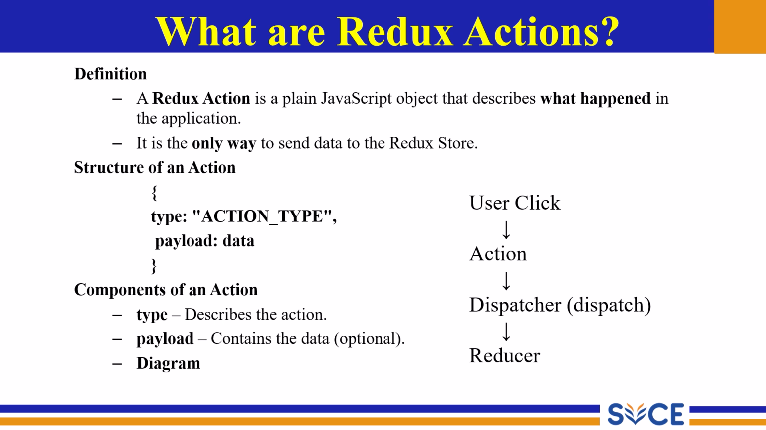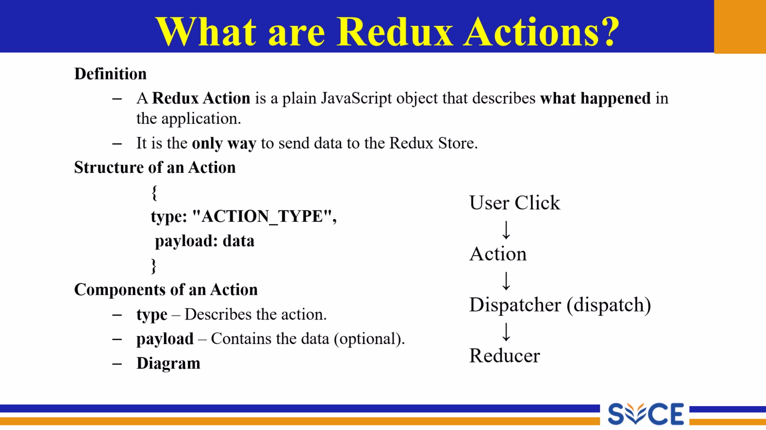A Redux action is simply a JavaScript object. It describes what happened. The store never guesses what the user wants. Instead, it waits for an action. An action usually contains two parts. The first is type. The type tells Redux what operation should happen. Examples include add product, remove product, login user, logout user.